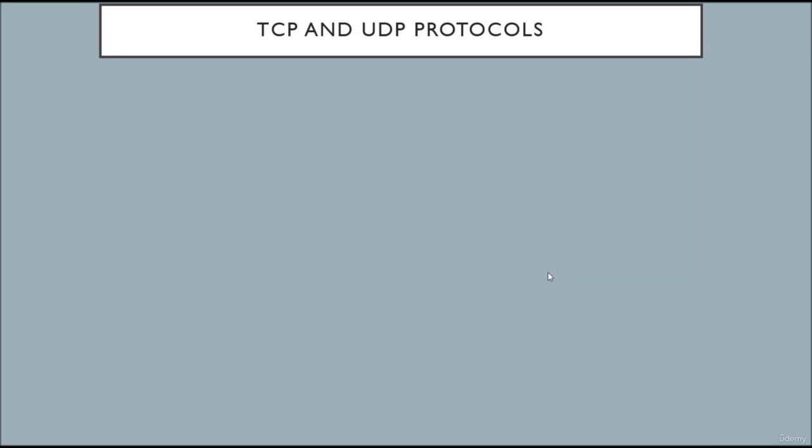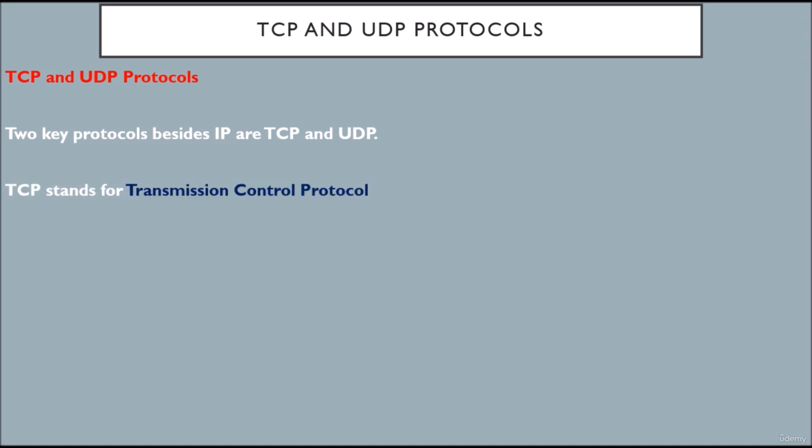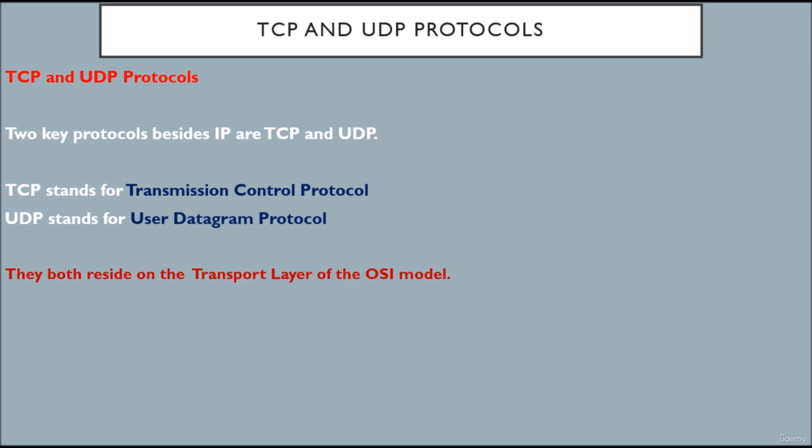In this lecture, we will talk about TCP and UDP protocols. Two key protocols beside IP are TCP and UDP. TCP stands for Transmission Control Protocol. UDP stands for User Datagram Protocol. They both reside on the transport layer of the OSI model.